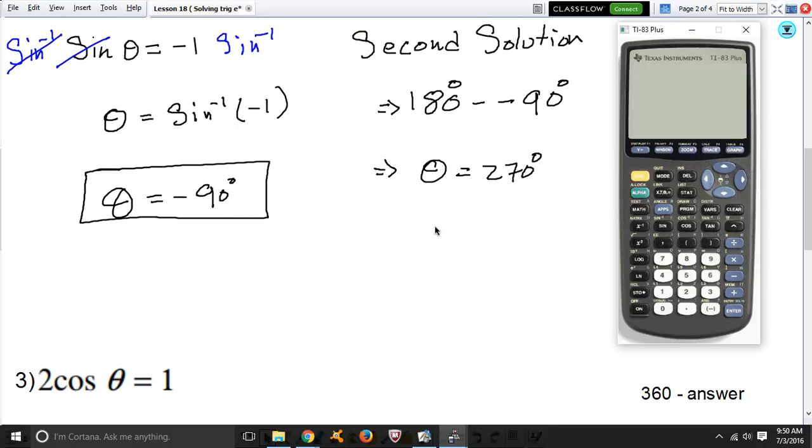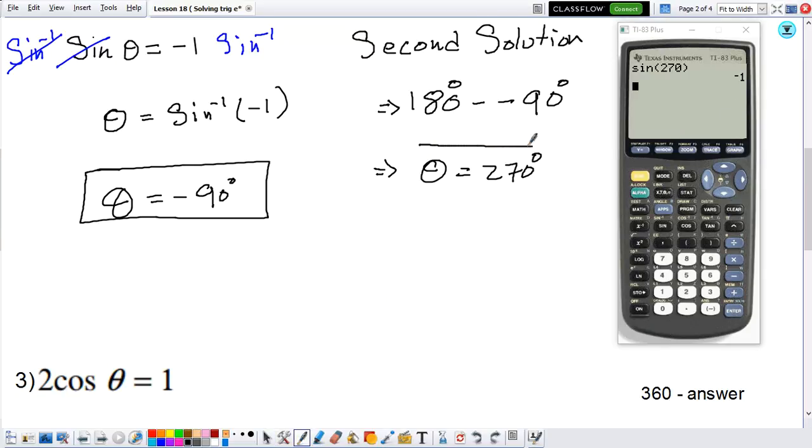Let's take the sine of negative 90, which is negative 1, which is okay. Now we're going to take the sine of 270, which is negative 1. Notice that both of them give me negative 1, which is okay.